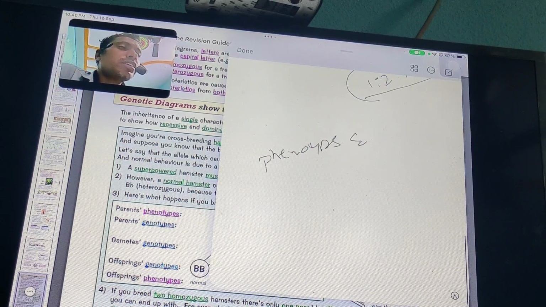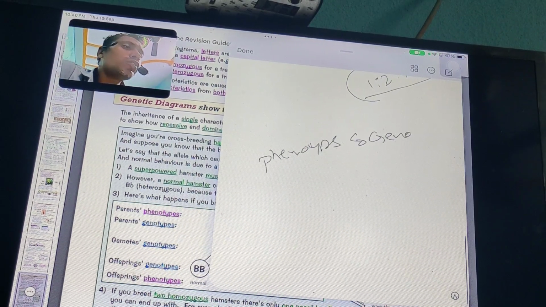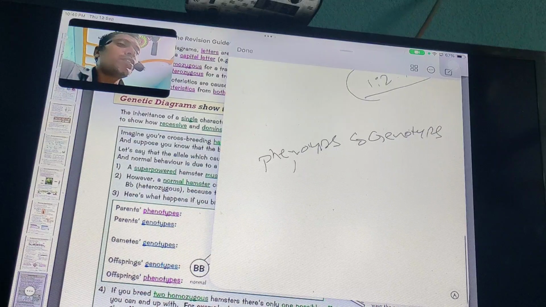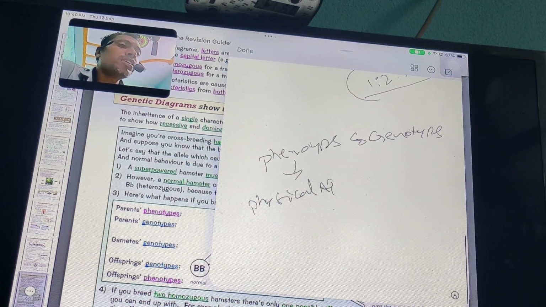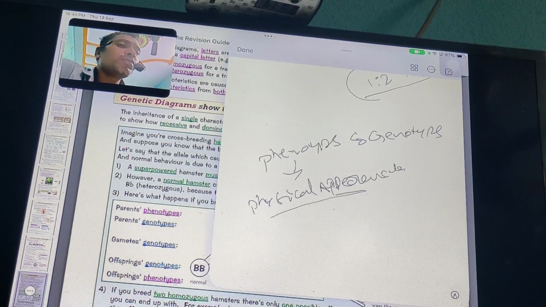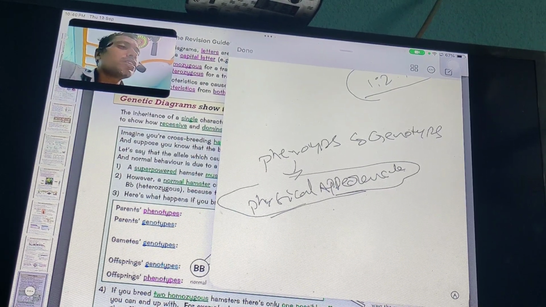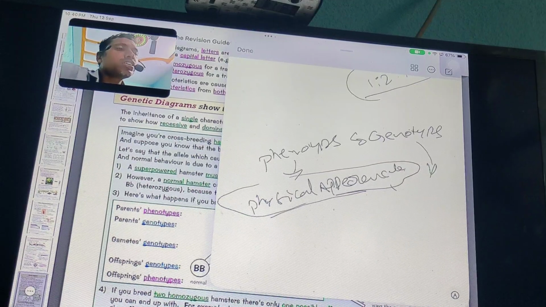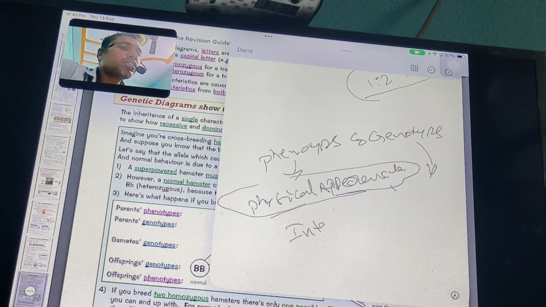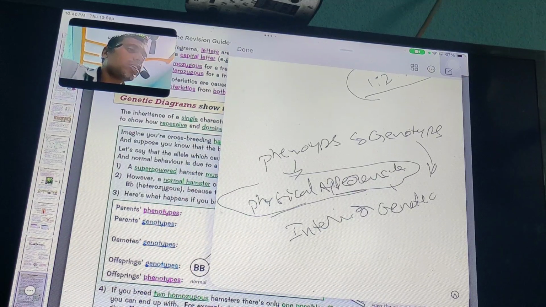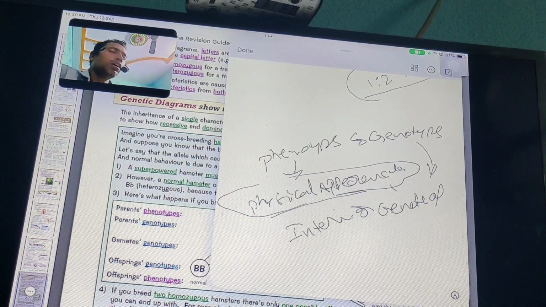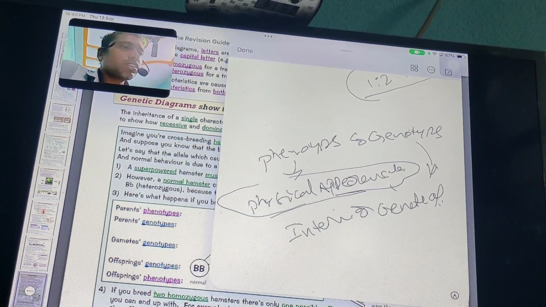Phenotype and genotypes. The phenotype is the physical appearance of the characteristic of a person, or the internal or genetic makeup of an organism.